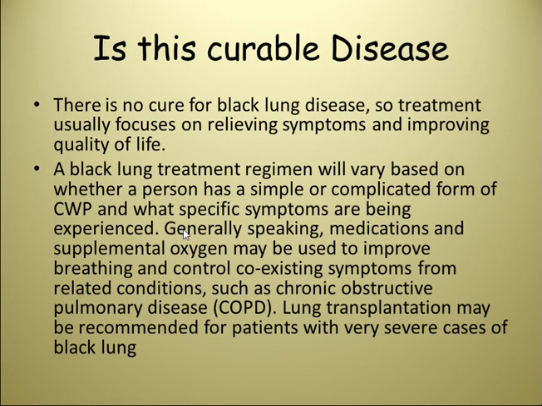Generally speaking, medications and supplemental oxygen may be used to improve breathing and control coexisting symptoms from related conditions such as chronic obstructive pulmonary disease. But if all these things fail, as in the case of many other pneumoconioses, the last option available is lung transplantation. It is recommended for patients with very severe cases of black lung. So with this very short description of coal miners' pneumoconiosis, as much as will be required by the students of hospital management under MAKAUT, we shall be putting an end to this discussion.